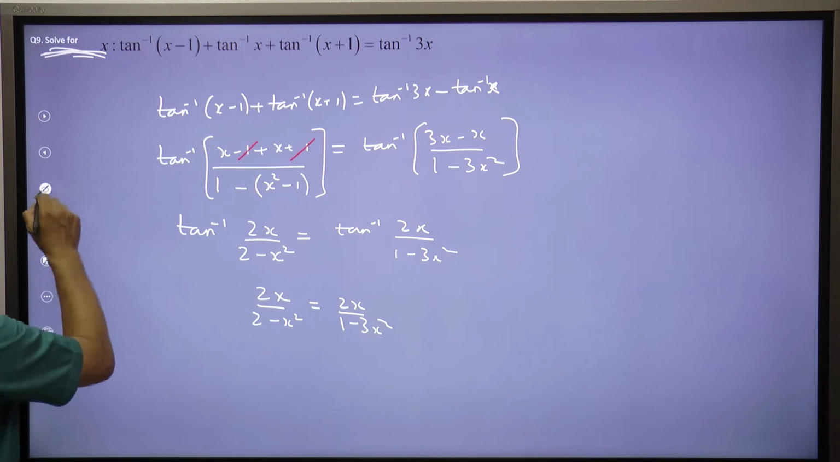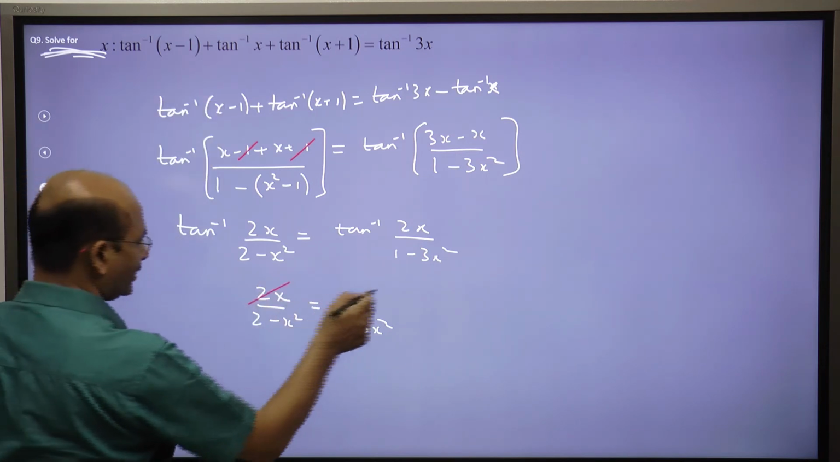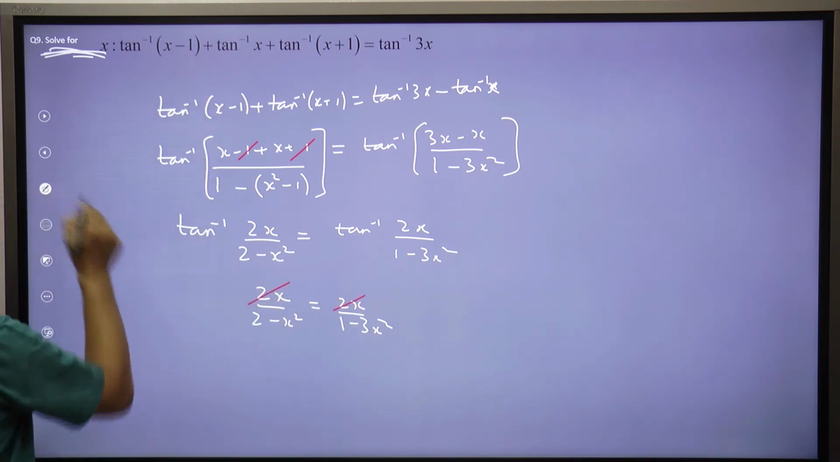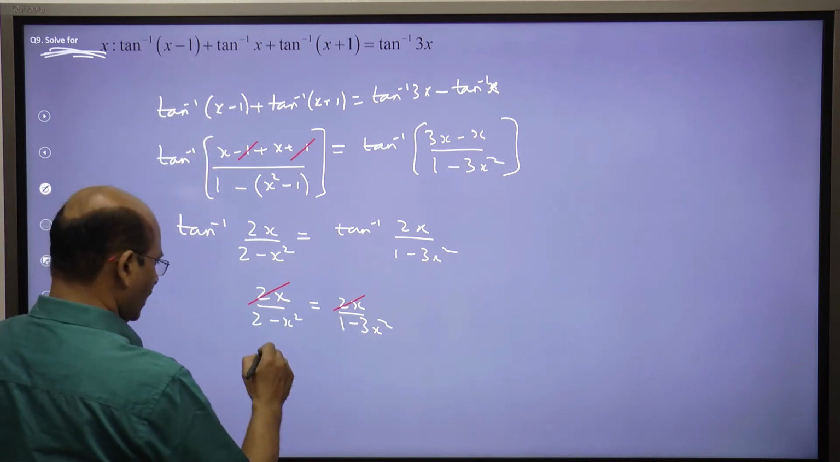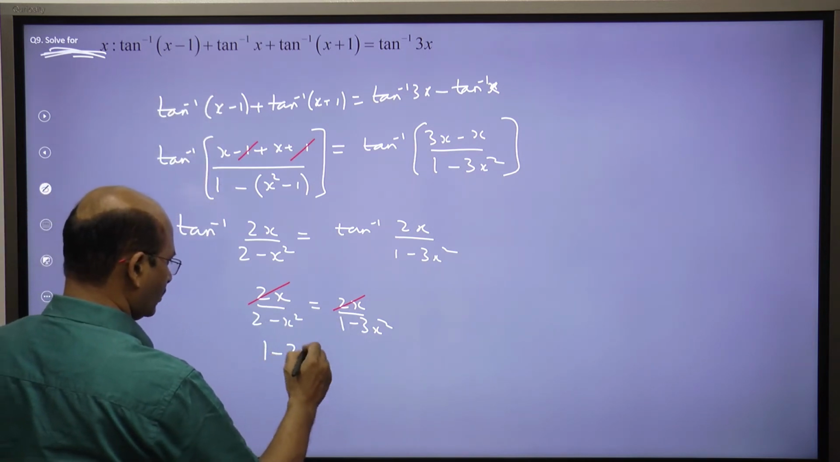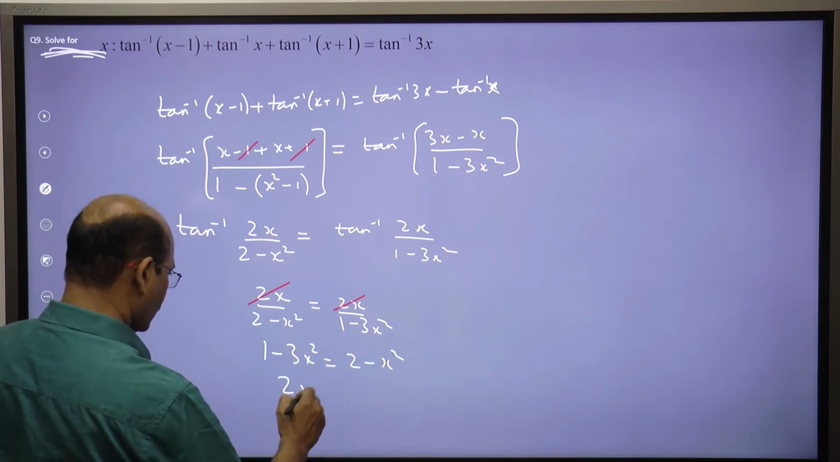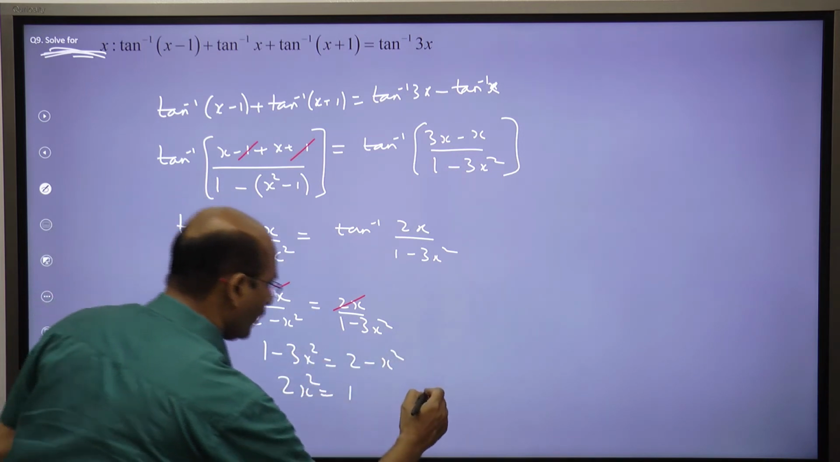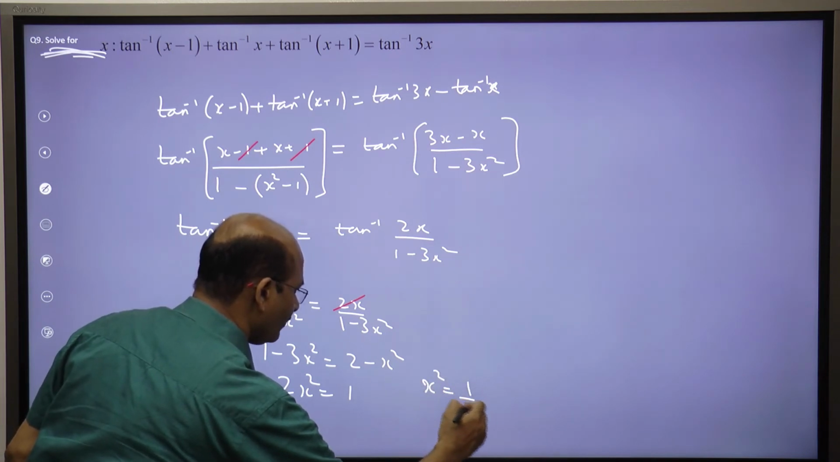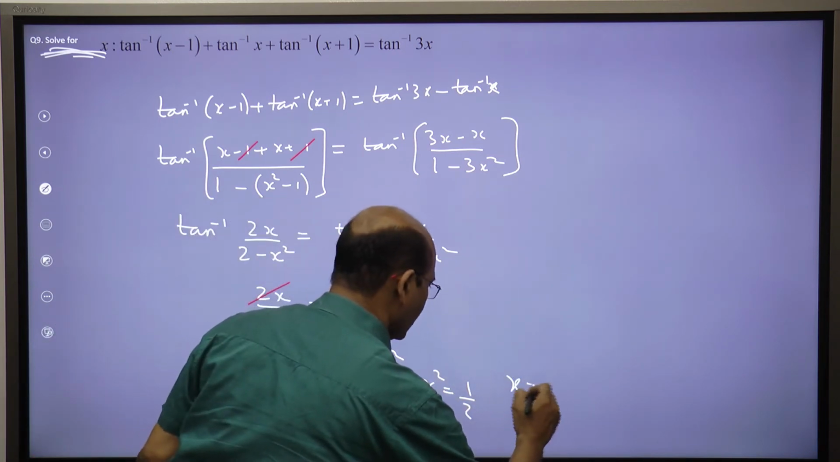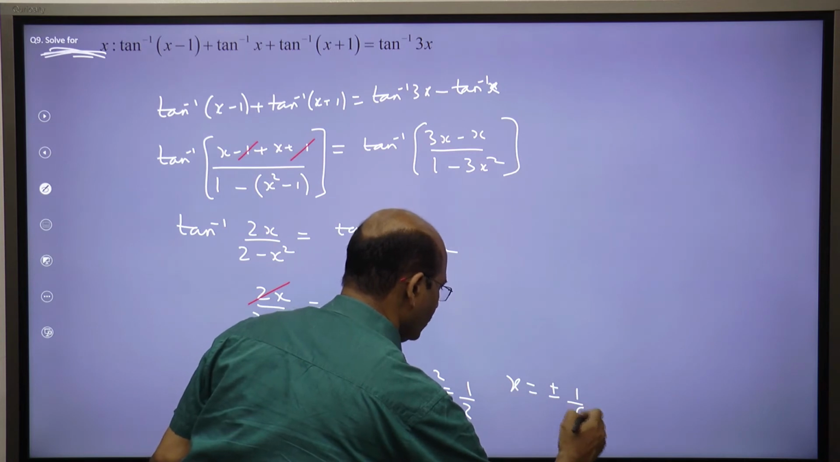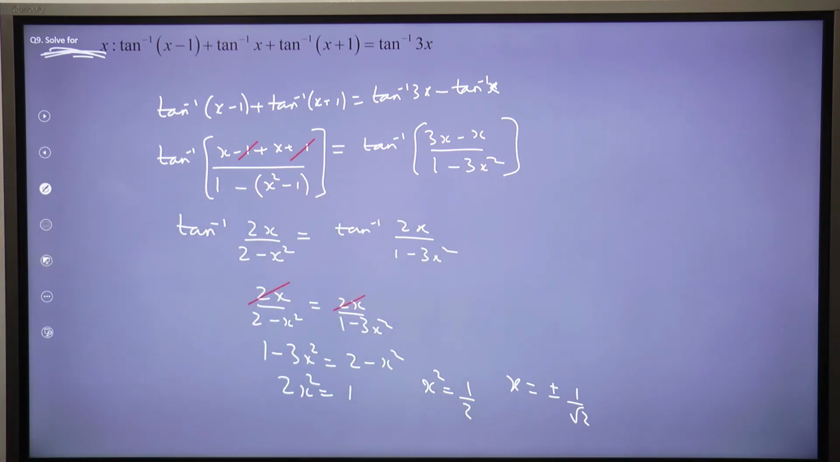So what happens, children? I think I can eliminate this part, 2x gets cancelled, and if I simplify it further, this will become 1 minus 3x square is equal to 2 minus x square. So 2x square is equal to 1. Now x square is equal to 1 by 2 and x is equal to plus or minus 1 by root 2. I really have a doubt.